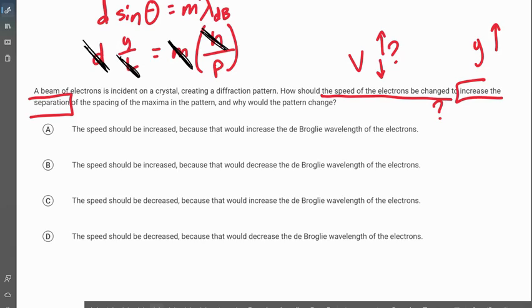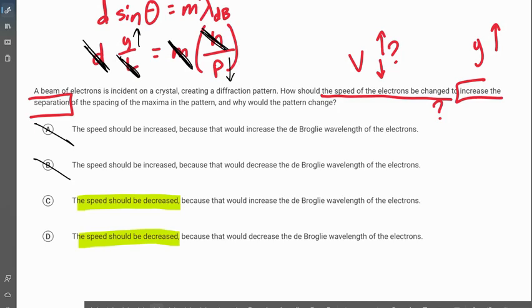So as we want Y to increase, we want to increase the separation. So how do we do that? Well, to get Y to increase, we have to take the denominator and decrease. So to decrease the momentum, we have to decrease the speed. Okay, speed should be decreased. All of a sudden, we've crossed off A and B. Speed should be decreased.